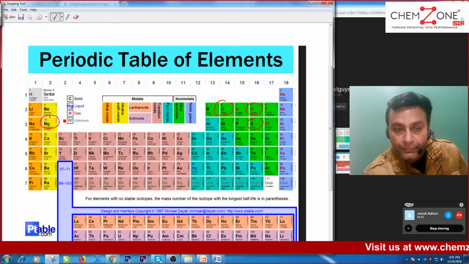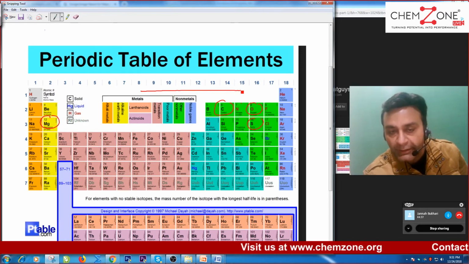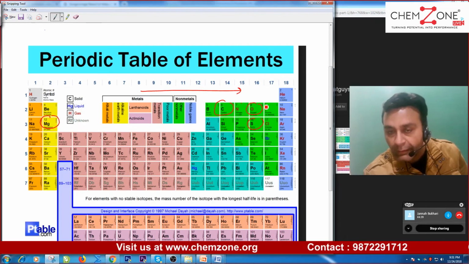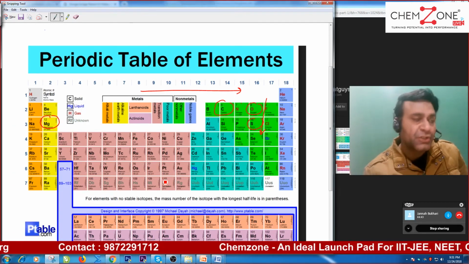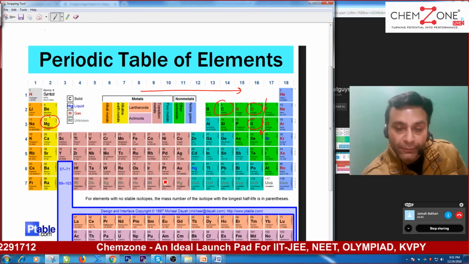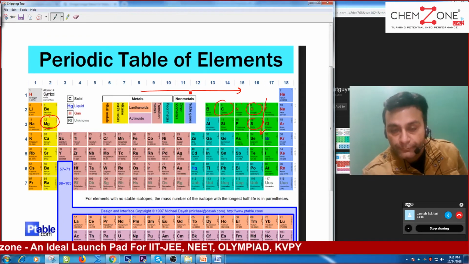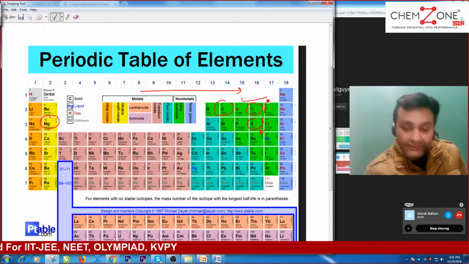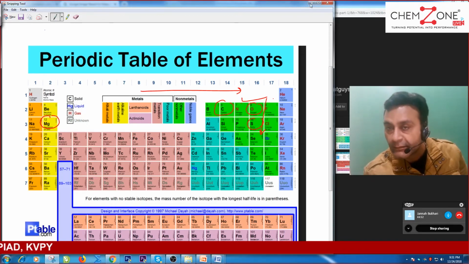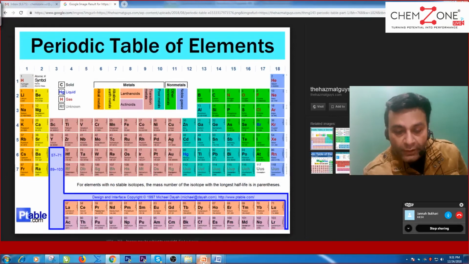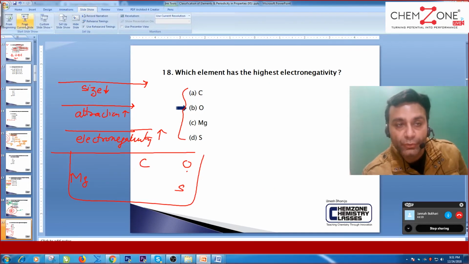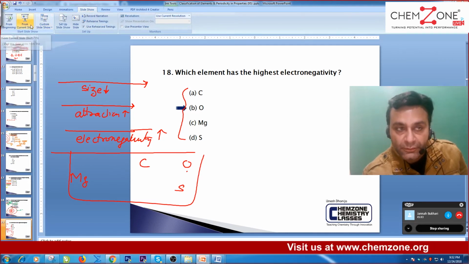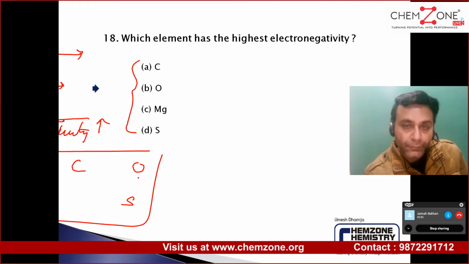I told you as you move along a period, the electronegativity increases, and as you go down the electronegativity will decrease. From here you can judge which is the most electronegative here. The oxygen. Of course, oxygen. Yeah, it is small in size. That's how we can come to this conclusion that oxygen is the most electronegative element.